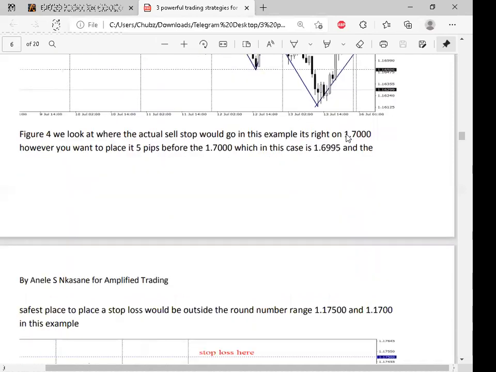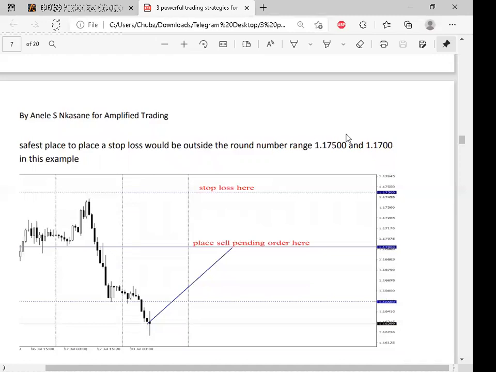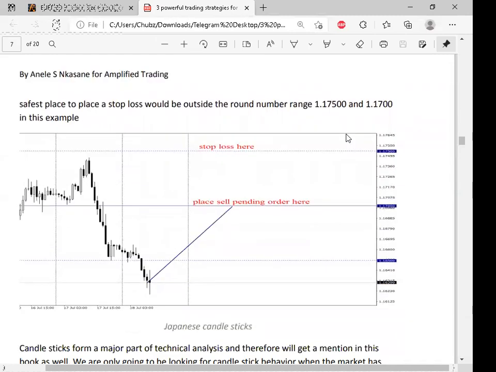And yeah, we look at where the actual sell stop will go. An example, let's say at 117.00. Okay, so this is a sell limit, which is at the safest place that we like to see the market coming into, right? So we want it to be outside the range of 117, the stop loss, which is obviously here at 117.50. It's just outside this swing high, and it's also just outside that round number.